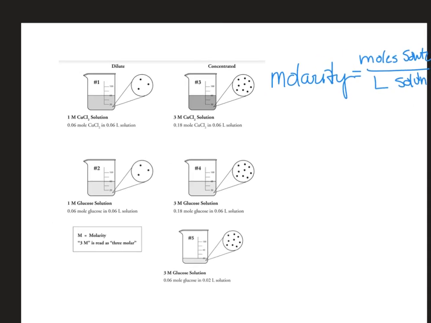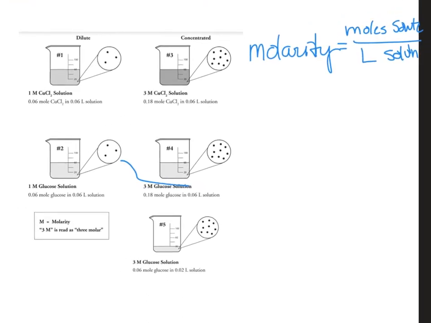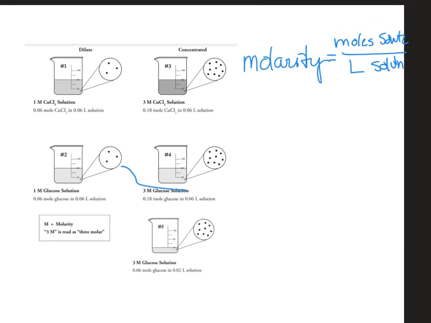Okay, the symbol for molarity, as you can see here in the picture, is this capital M. All right, so this guy right here, we would say is a 3 molar solution of copper chloride, copper 2 chloride solution.